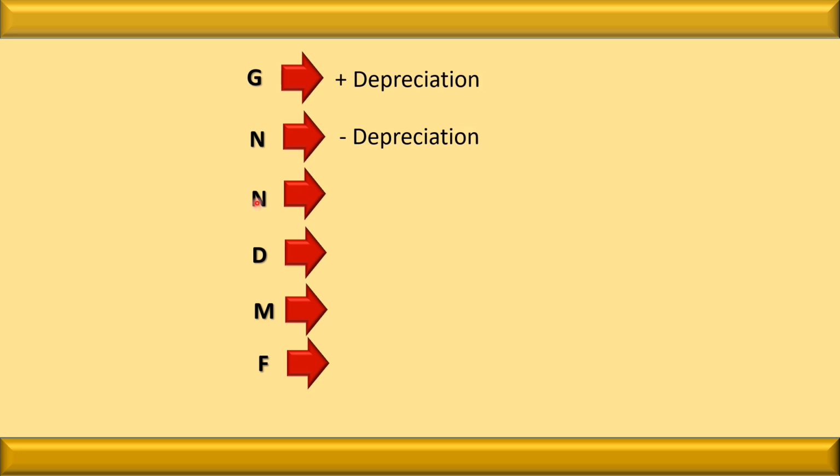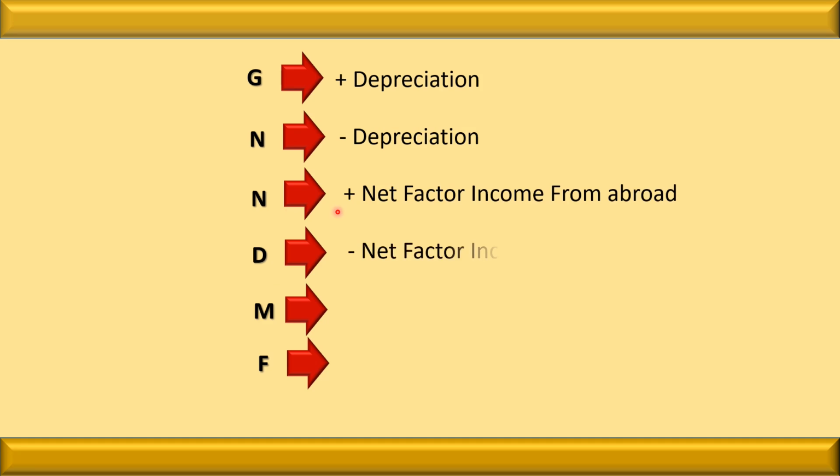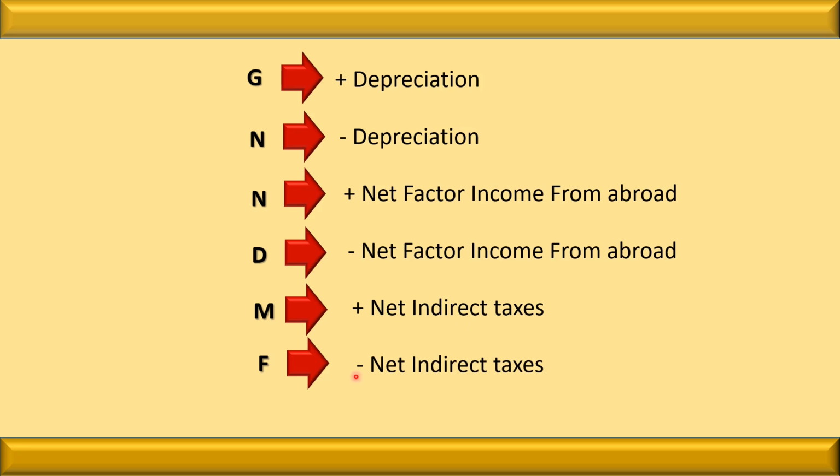Second pair is national and domestic. N means net factor income from abroad. Listen, to come from domestic to national, we have to add net factor income from abroad, and for the domestic we have to deduct net factor income from abroad. This third pair is market price and factor cost. For the market price we have to add net indirect taxes, and for the factor cost we have to deduct net indirect taxes.